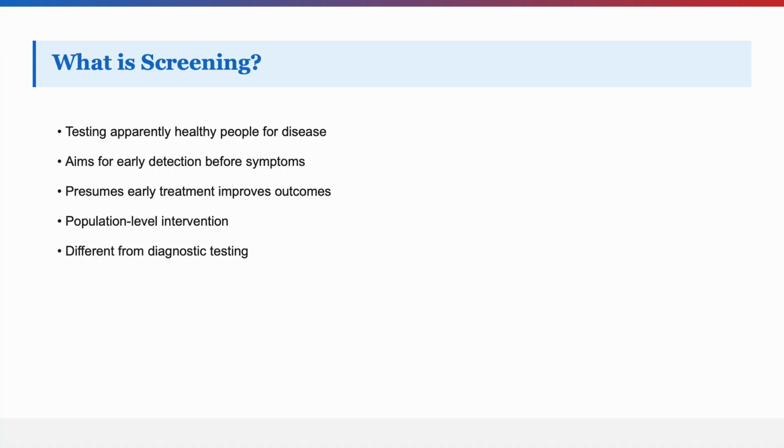Screening is the application of a test to people without symptoms to identify those likely to have a disease or risk factor. The logic seems intuitive: find disease early, treat early, improve outcomes. But screening is more complex than it appears, and not all screening is beneficial. Screening is a population-level intervention. You're testing people who feel fine, most of whom don't have the disease. This is fundamentally different from diagnostic testing, which is applied to people with symptoms who present for evaluation.